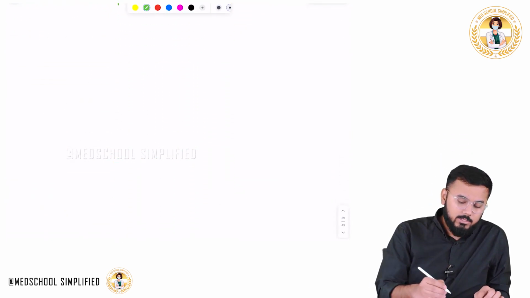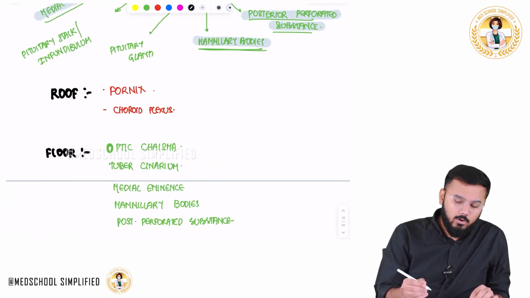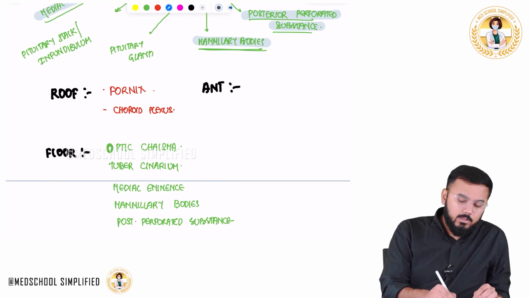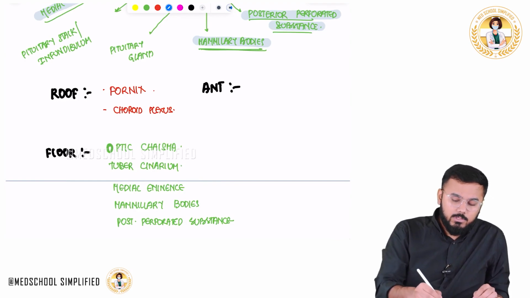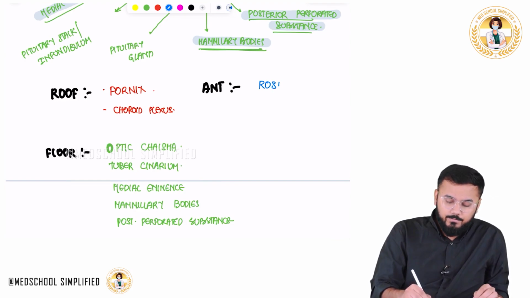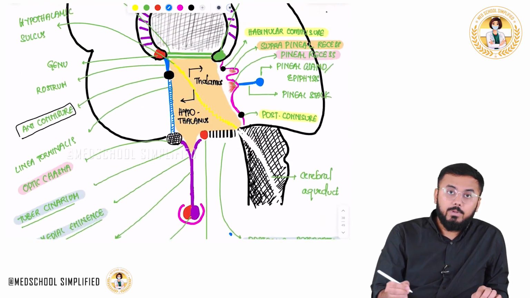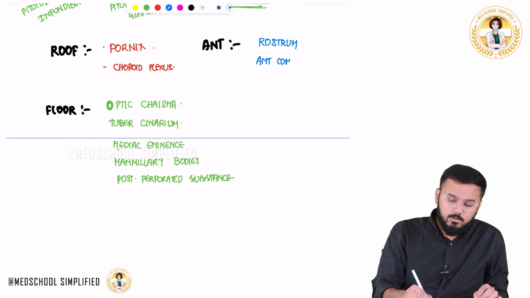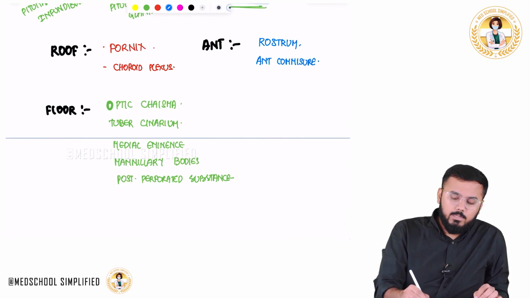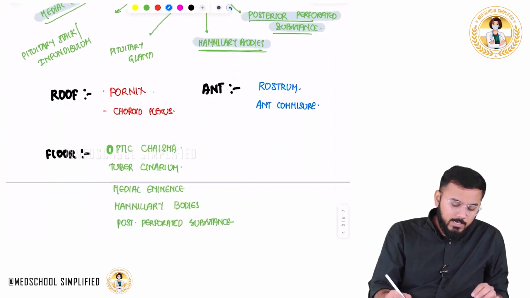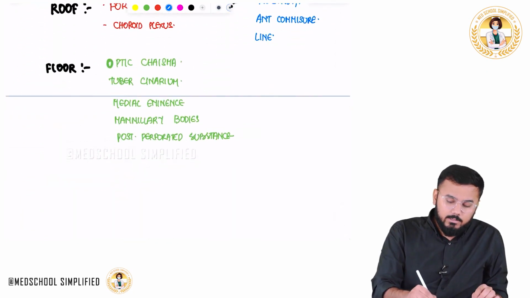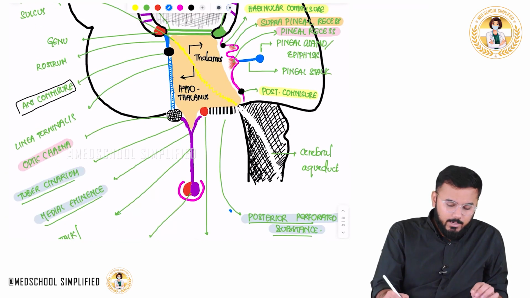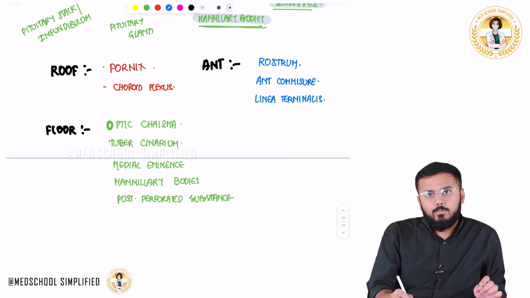Okay, so what are the structures that form the anterior wall? Tell me. The first important structure over here is your rostrum. Just beneath the rostrum you have got anterior commissure, and just beneath the anterior commissure you have got linea terminalis. Okay, so these are the structures that form the anterior wall.